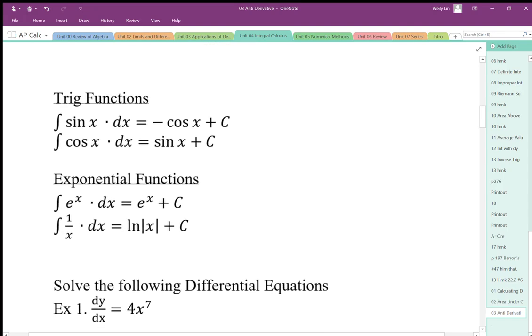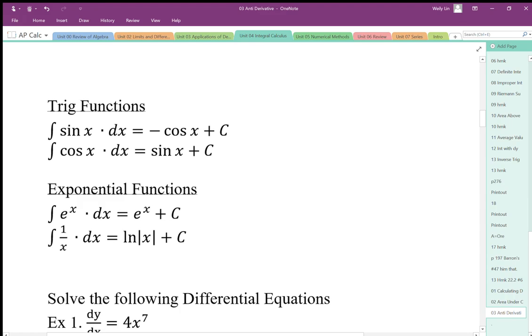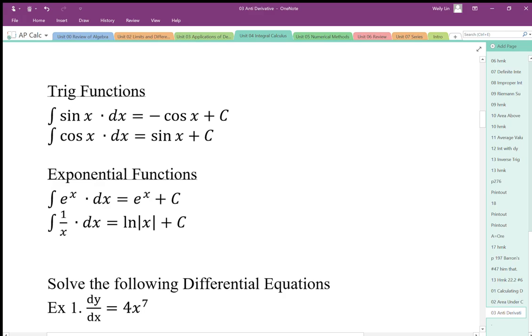We also need to know some basic trig and exponential antiderivatives because, again, we're not going to generate those, but we just need to know them, because if we know the derivative, we should know the antiderivative. So the derivative of cos is negative sine, so the antiderivative of sine is negative cos. The derivative of sine is cos, so the antiderivative of cos is going to be sine. So if we know the derivative, we should know the antiderivative.